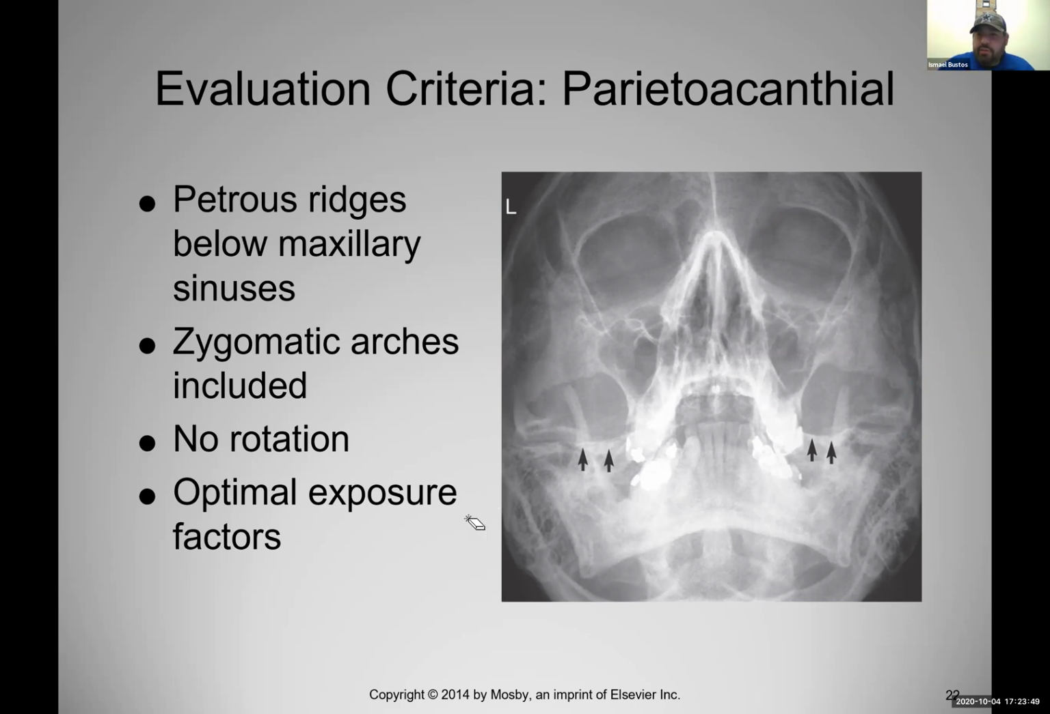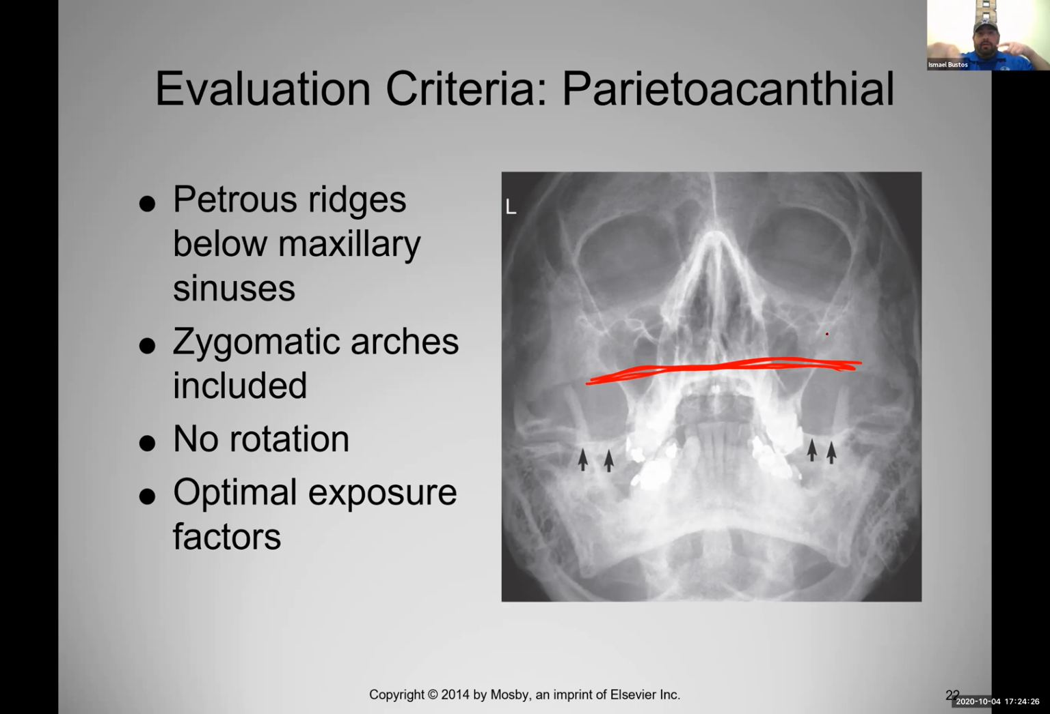But getting back to the Waters projection, how do we know if it's a good Waters projection? All right, what are we looking for on the radiograph? Hopefully you said the petrous ridges should be well below the maxillary sinuses. If you said that, then you are correct. Yes, we want them below the maxillary sinuses. That helps us to know that we had a good Waters projection. What happens if you see the ridges in the maxillary sinuses? Then that means you didn't extend the head enough, right? The head was too far low. You need to extend them to bring those ridges underneath the maxillary sinuses, right?